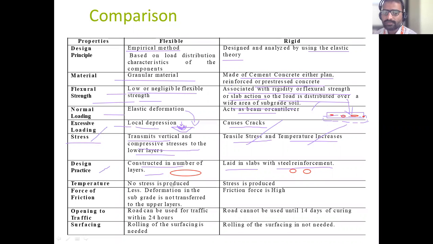Temperature, no stress is produced. In the flexible pavement, no temperature stress is produced. In the rigid pavement, there is a temperature stress produced. As the temperature increases, stress is going to increase.